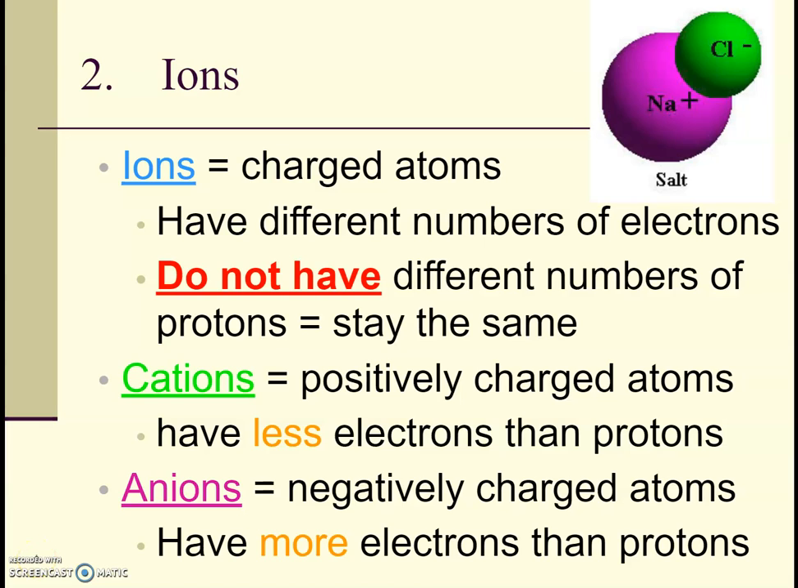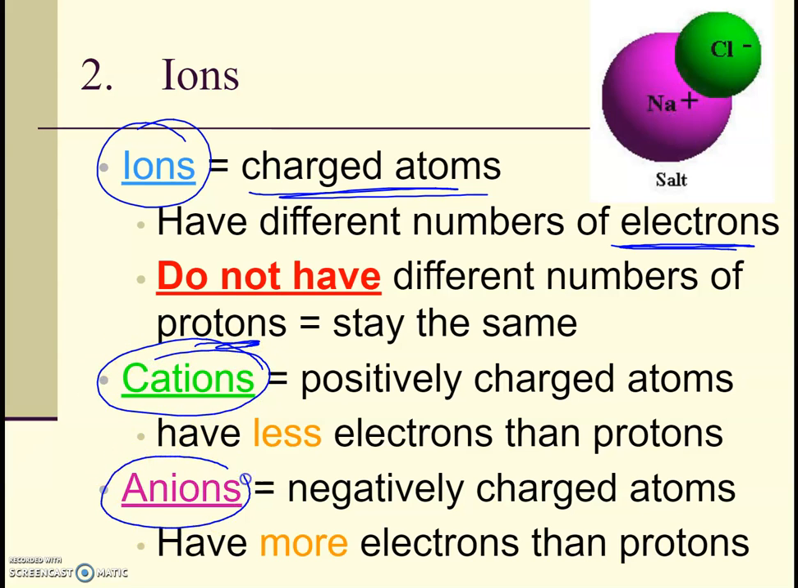All right, the second trend we're going to go over is about ionization energy, but we have to do a little bit of a review from our atomic theory chapter about what an ion is. Remember, ions are charged atoms. They are really important, and these are not going away. The way that they are charged is because they have different electrons. They don't have different numbers of protons. Protons stay the same.